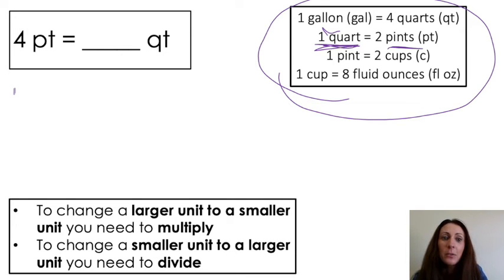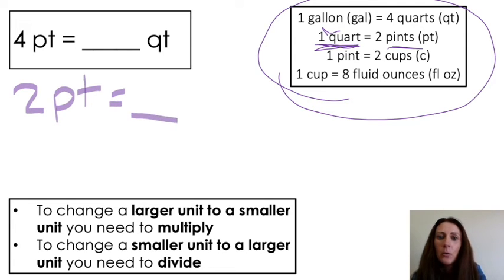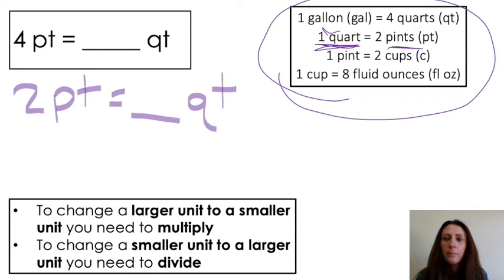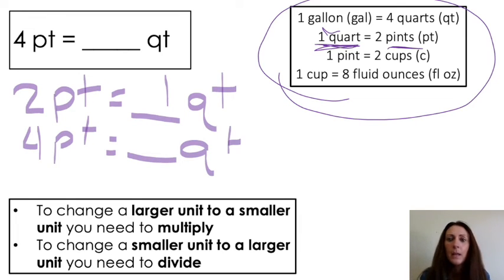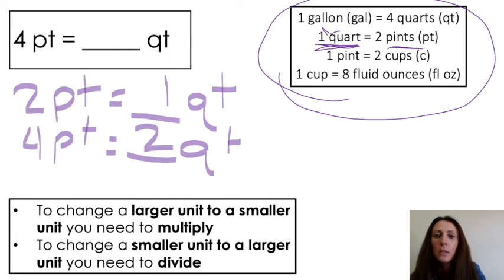If I have 2 pints, how many quarts would I have? Look at my chart up here. I'm pointing to my chart. I would have 1 quart. If I have 4 pints, then how many quarts would I have? I'd have 2 quarts. So there you can see how I break it down, and that's why you would divide.